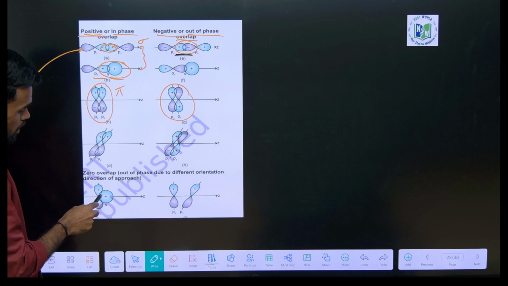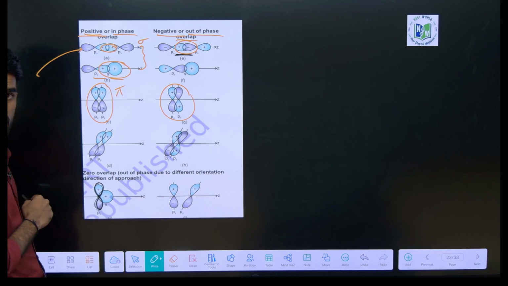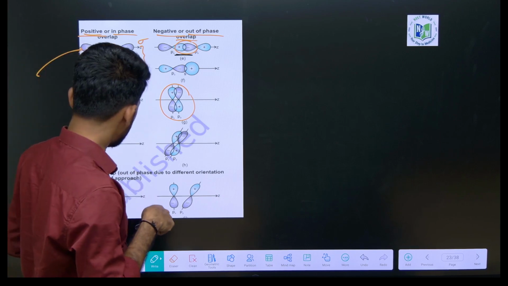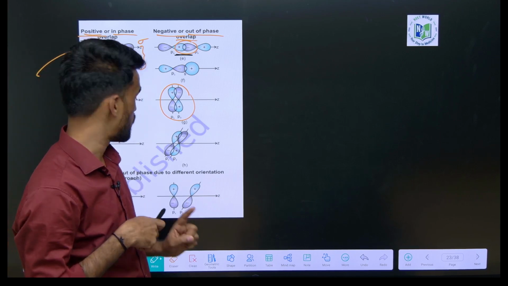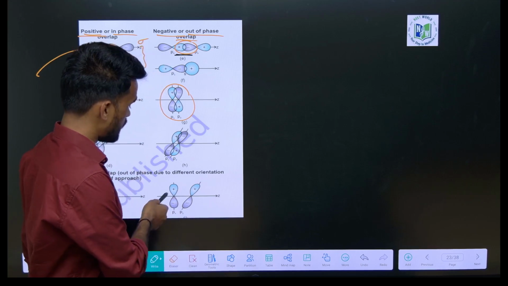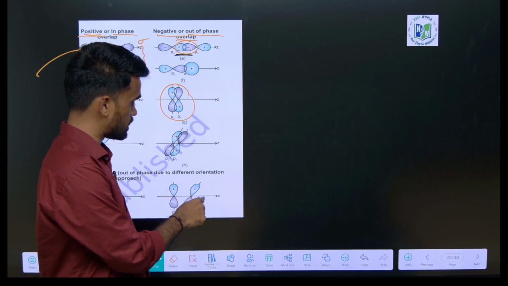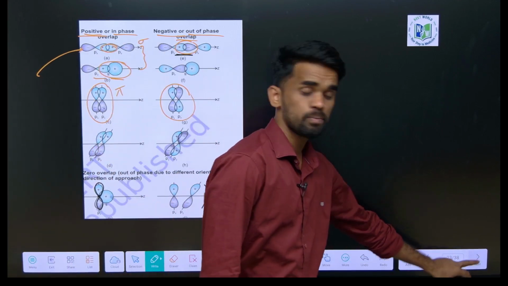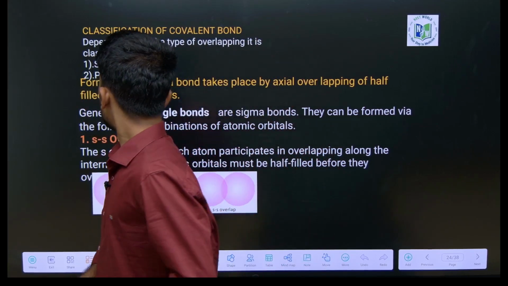See here, one orbital is oriented like this and the s orbital is in between. This is not properly oriented, right? Therefore it is considered zero overlapping. And here, see px and py, which are perpendicular to each other, as I already explained. This is also zero overlapping. I hope that is also clear.